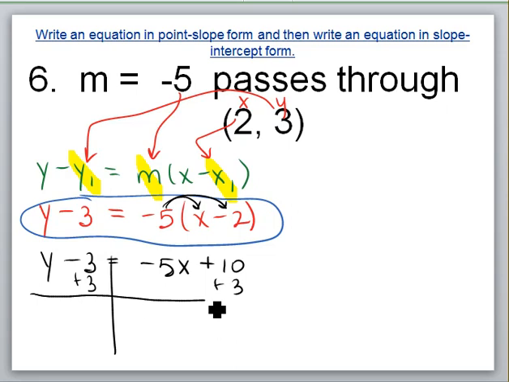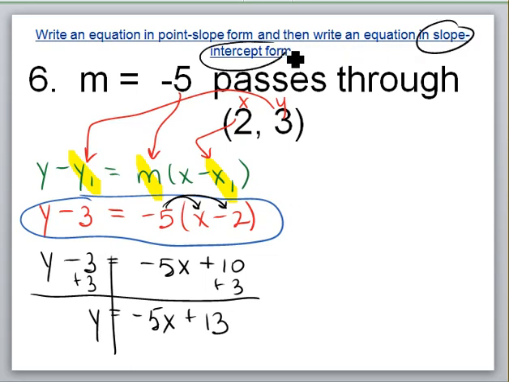This was much easier than the last one because we don't have a fraction. I have negative 5x plus 13. And this would be the slope intercept form. So this is my second answer.